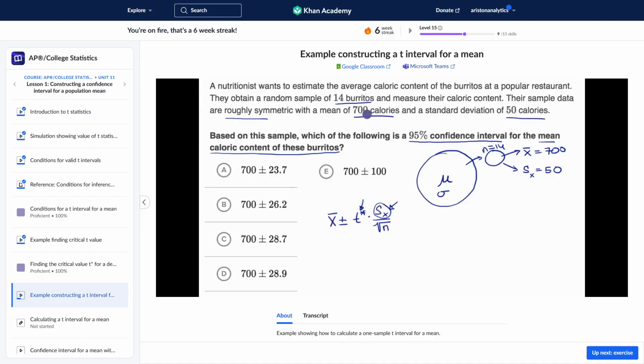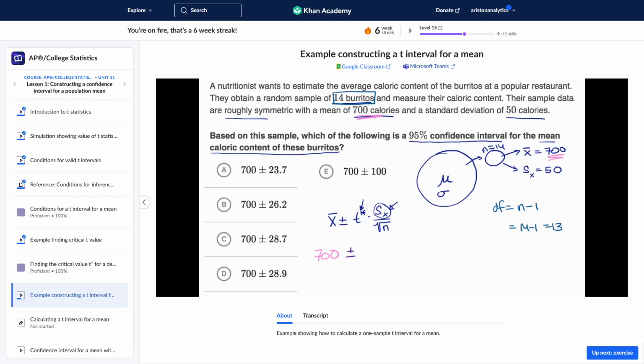So our sample mean is 700. They tell us that. So it's going to be 700 plus or minus. So what would be our critical value for a 95% confidence interval? Well, we will just get out our t-table. And with a t-table, remember, you have to care about degrees of freedom. If our sample size is 14, then you take 14 minus 1. So degrees of freedom is n minus 1, so that's 14 minus 1 is equal to 13. So we have 13 degrees of freedom that we have to keep in mind when we look at our t-table.